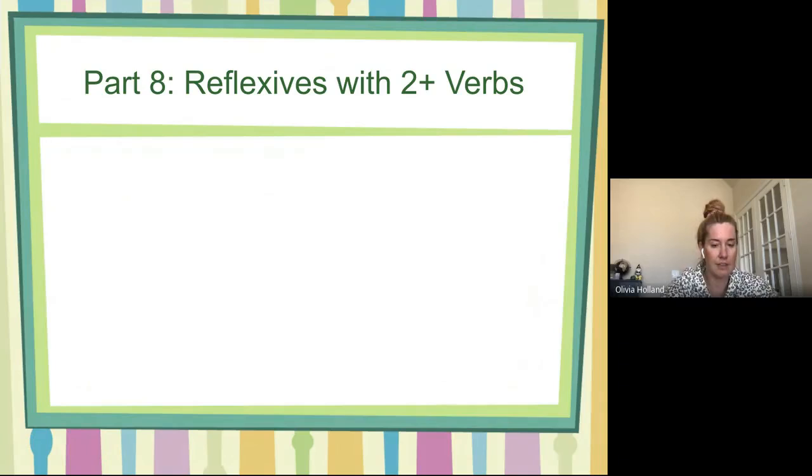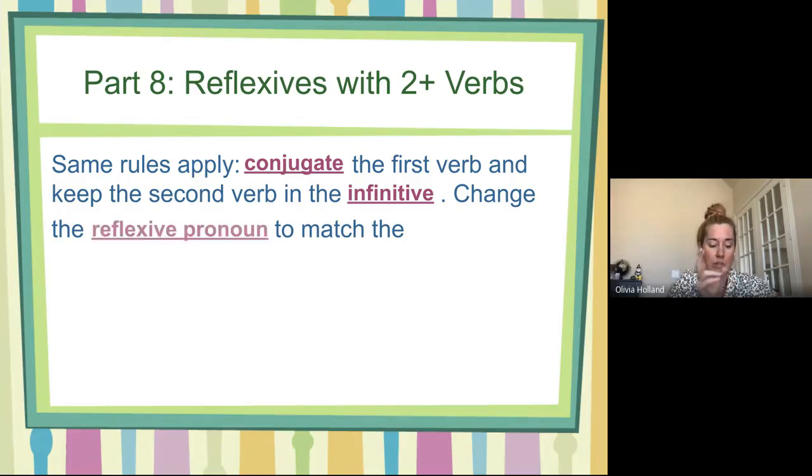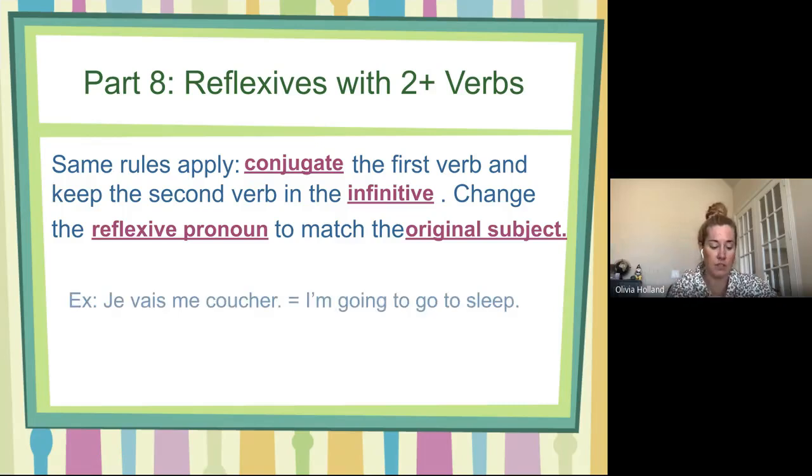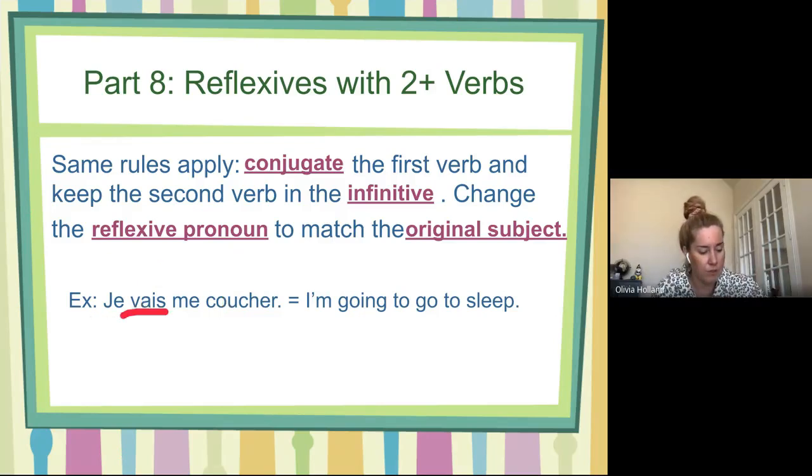So for here, the same rules apply. You're never going to conjugate the second verb. So you are going to conjugate the first verb, and you're going to keep the second verb as the infinitive. The only thing you have to know with reflexive verbs is you are going to change the reflexive pronoun to match your original subject. So here's an example. Je vais me coucher. I'm going to go to bed. The only thing that really changes is that your me is changed because your subject is je. You're not going to say je vais se coucher. That does not work. And again, you have first verb, second verb. You know this is a second verb because the ER is attached.